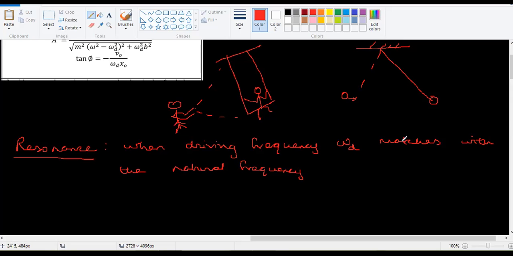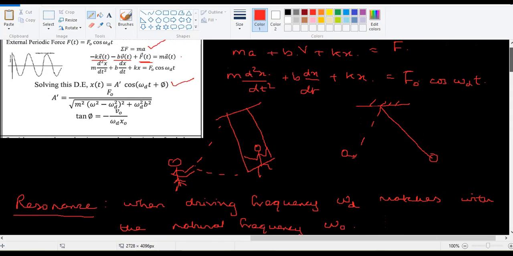And the driving frequency omega d matches with the natural frequency, right? Then what will happen is resonance will happen, meaning the amplitude will be maximum. This maximum means the energy is maximum in this situation. So the energy given to the system will be maximum. So take it down properly.